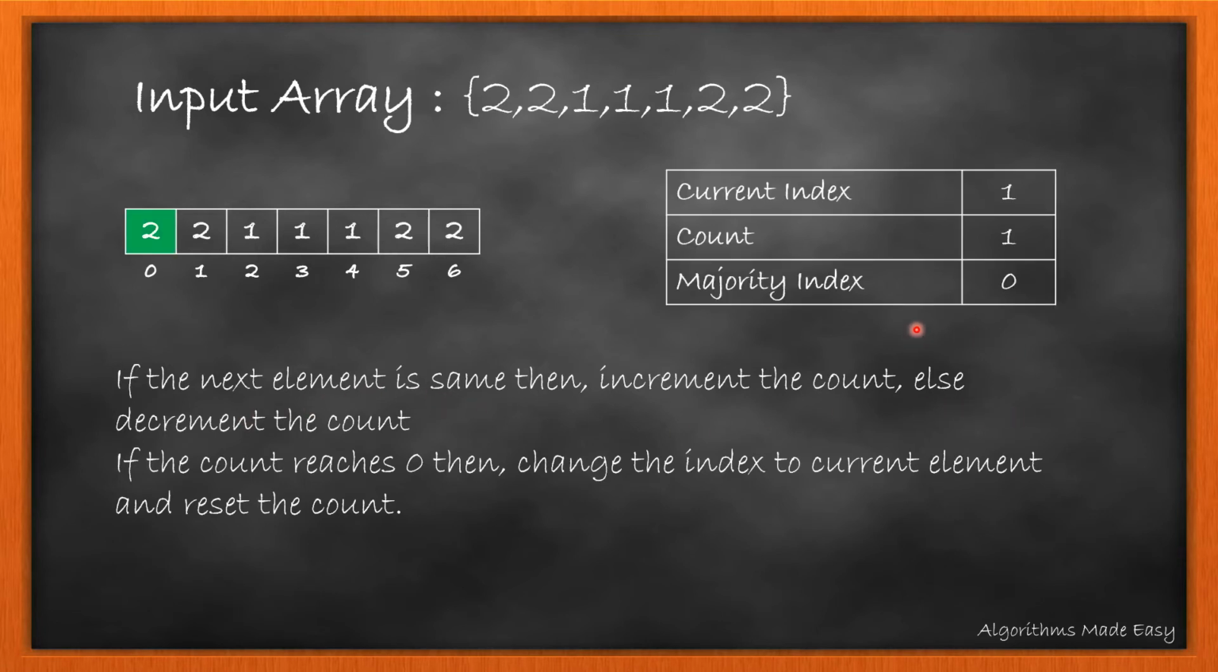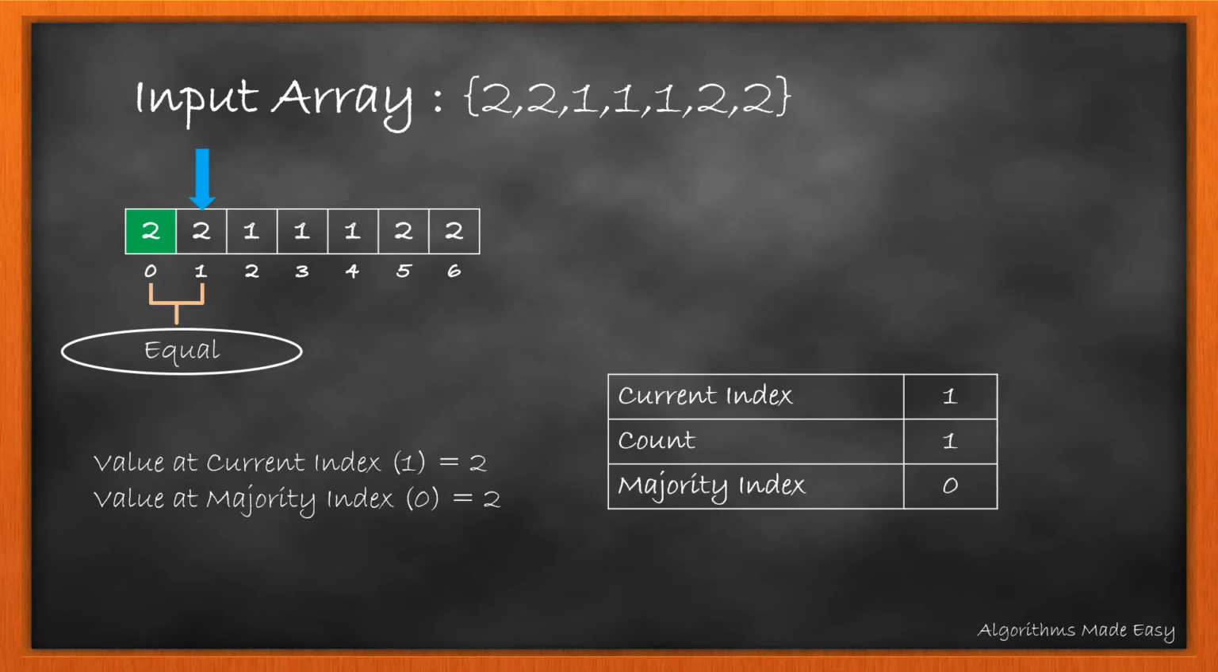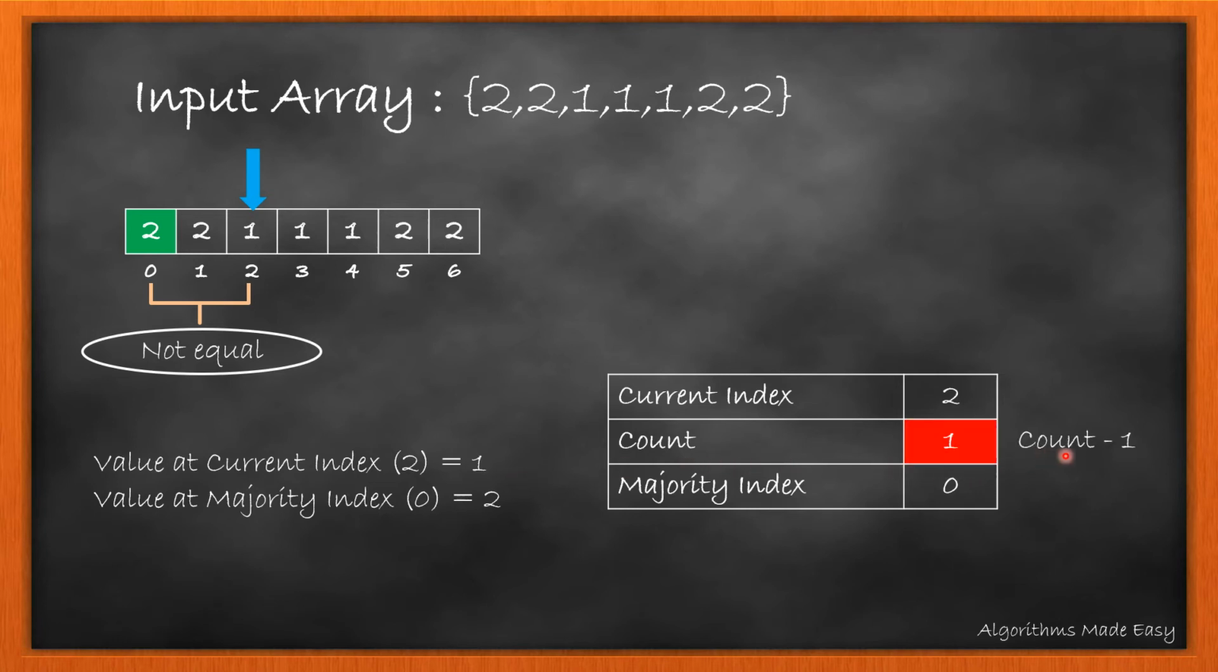Initially, majority index will be 0 and the count will be 1. We will start iterating over the array from index 1. As we start iterating with the current index 1, we will apply our if conditions. As the value at current and majority index are equal, we will increment the count. Continuing with the for loop, current index is 2 now. The value at current and majority index are not equal. So, according to our condition, we decrement the count.